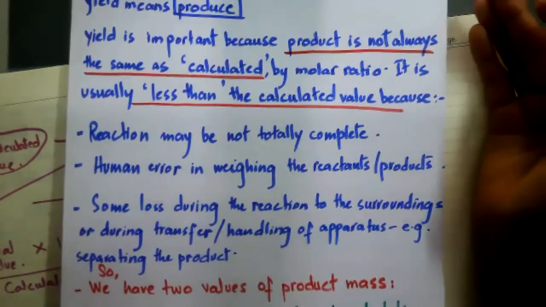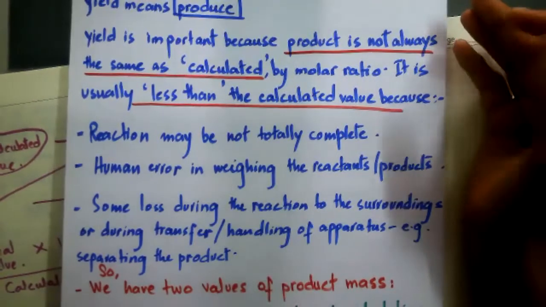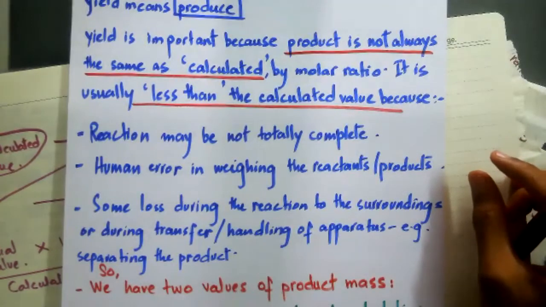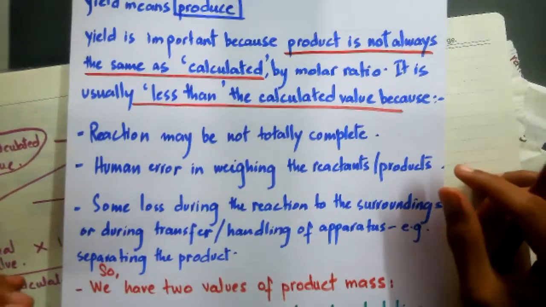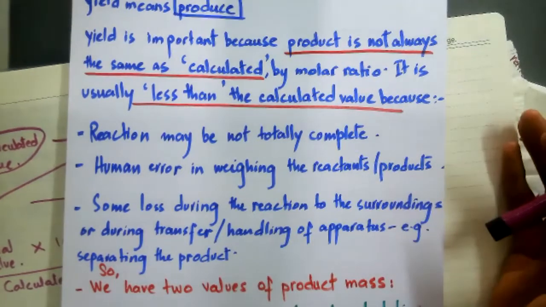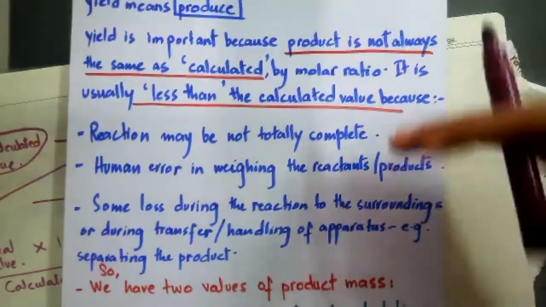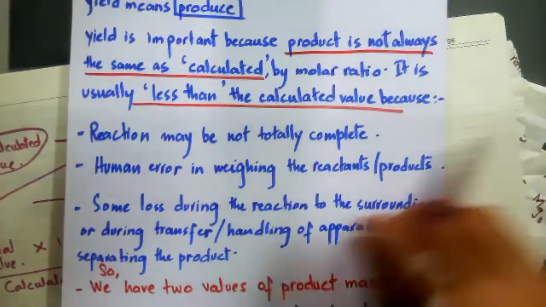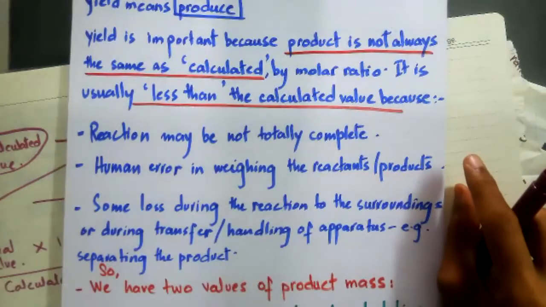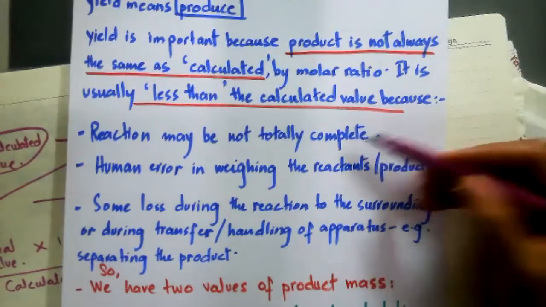For example, let me give you an example. Do you remember aluminum reacting with oxygen, forming an aluminum oxide layer on the top, which does not allow more aluminum, which is deeper, to react with the oxygen? So that's an example where the reaction is not totally complete. As soon as aluminum oxide is formed, it forms an impermeable layer that does not allow the deeper aluminum to react with oxygen any further.